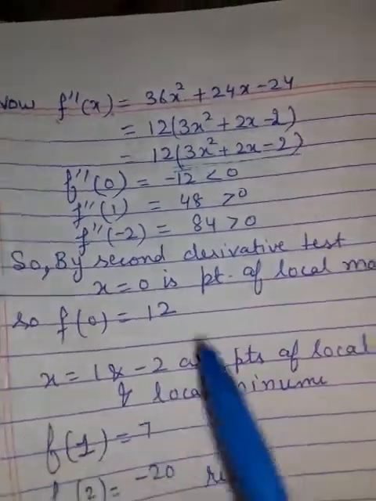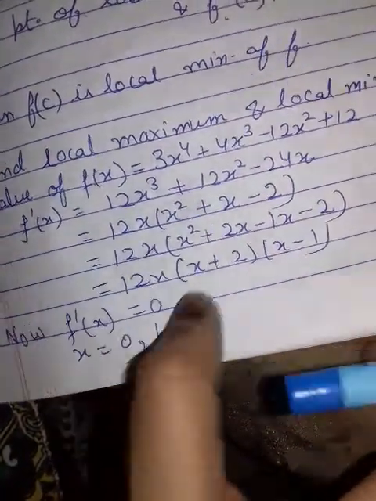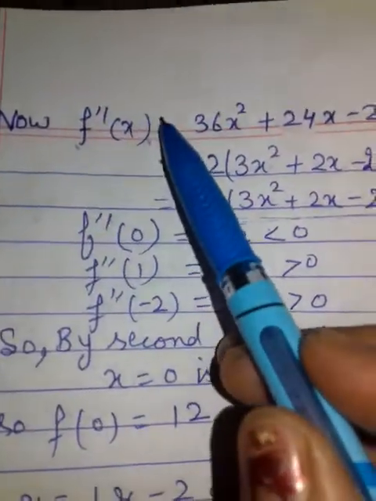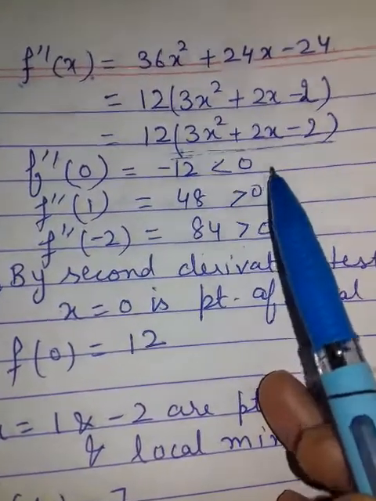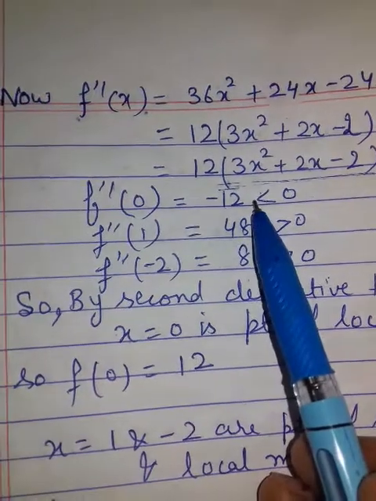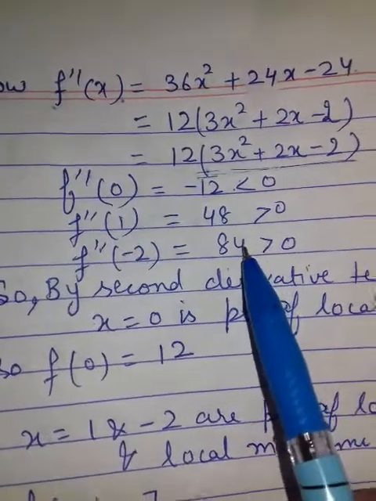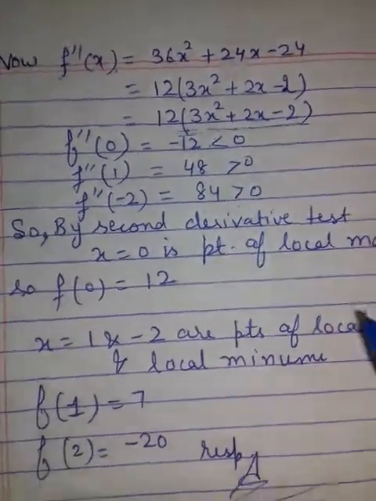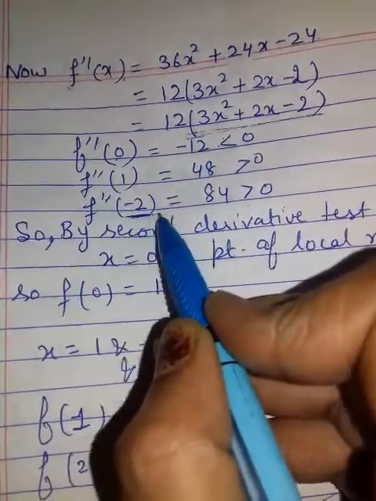Then you will put the values of x that you got after putting f dash x equal to 0: x equals 0, x equals minus 2, x equals 1. These values you put one by one in your second order derivative. After putting, you get these values. The value giving less is the point of local maximum, and the value giving greater is your local minimum, meaning by opposite sense. So 0 is your local maximum point and this is your local minimum point.